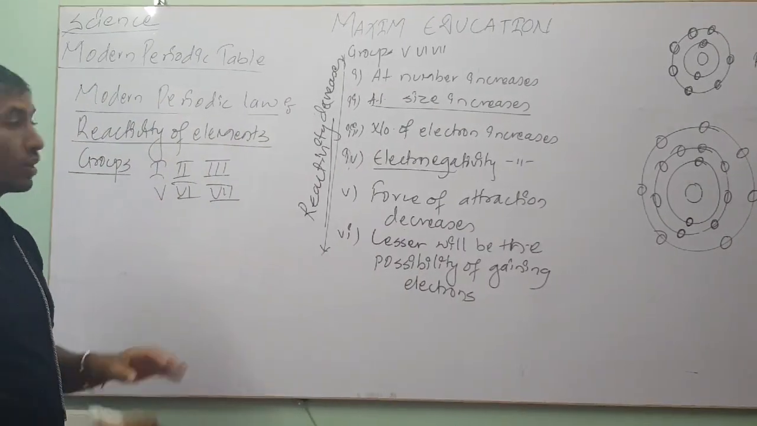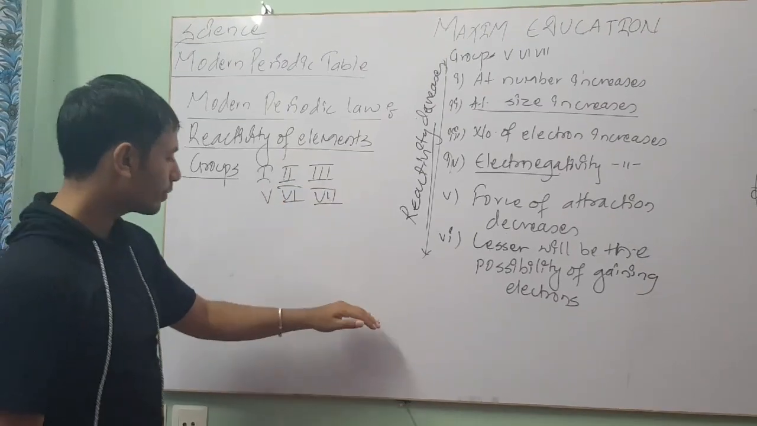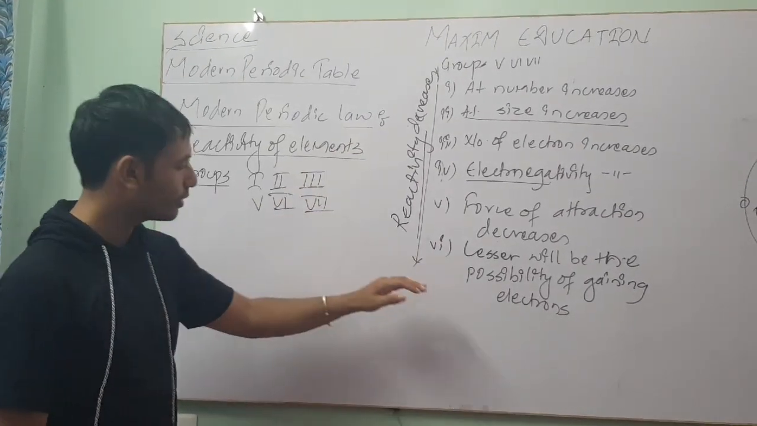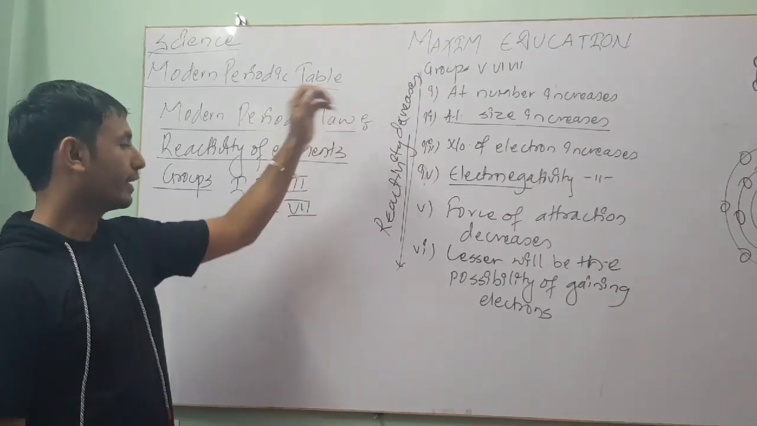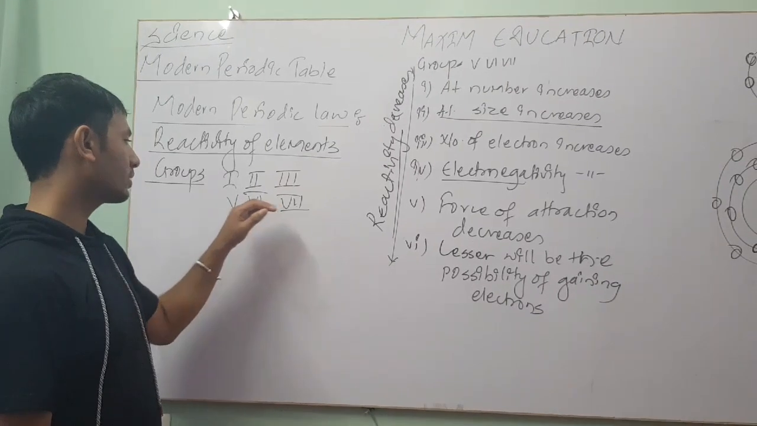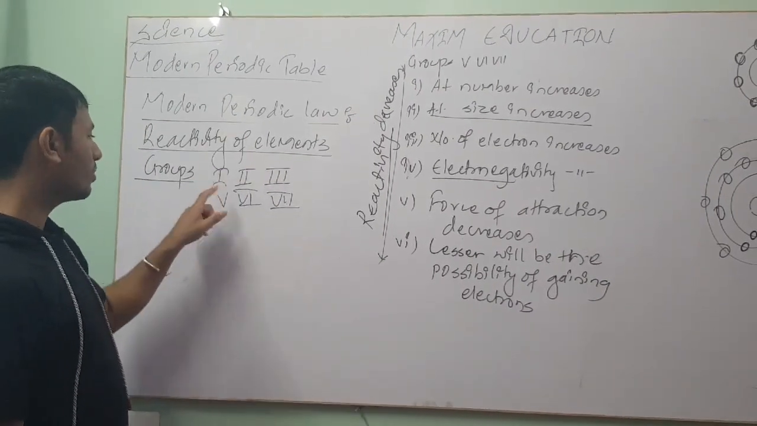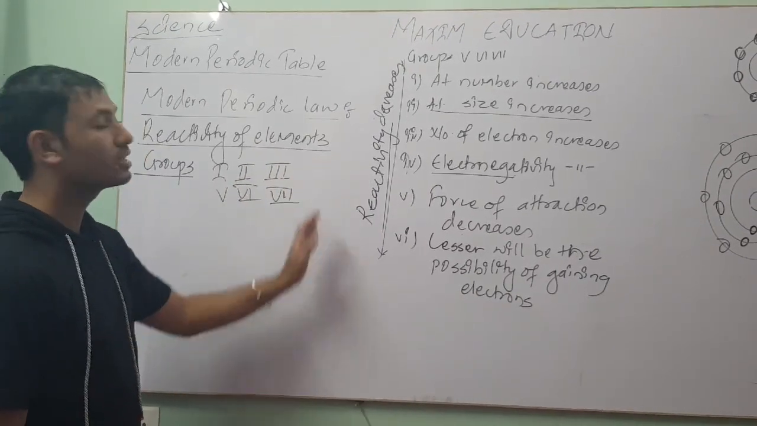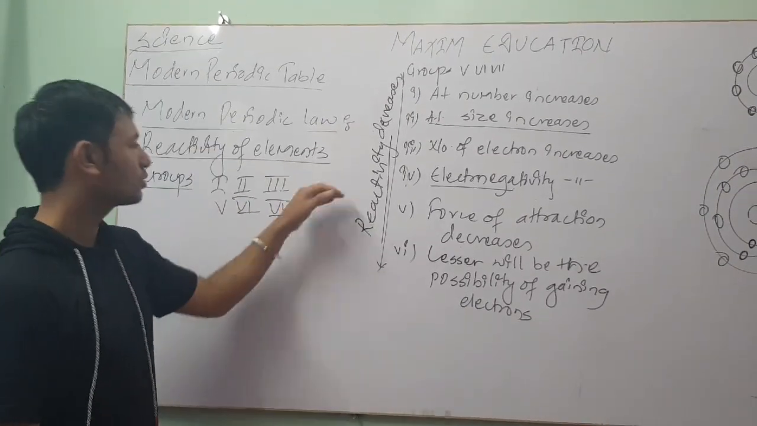Or we can even say of group first, second and third, while moving from bottom to top, reactivity decreases. In fifth, sixth, seventh, while moving from bottom to top, the reactivity increases. I think I made a mistake over there. While moving from bottom to top in group first, second and third, the reactivity decreases. And in fifth, sixth, seventh, while moving from bottom to top, the reactivity increases.